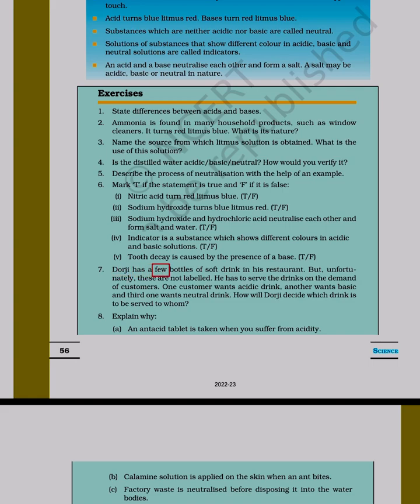7. Doraji has a few bottles of soft drink in his restaurant, but, unfortunately, these are not labeled. He has to serve the drinks on the demand of customers. One customer wants acidic drink, another wants basic and third one wants neutral drink. How will Doraji decide which drink is to be served to whom? 8. Explain why. A. An antacid tablet is taken when you suffer from acidity.